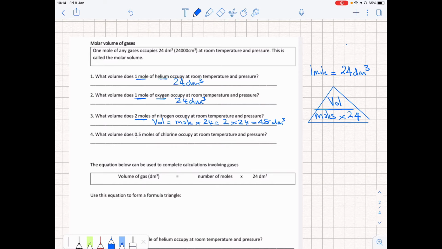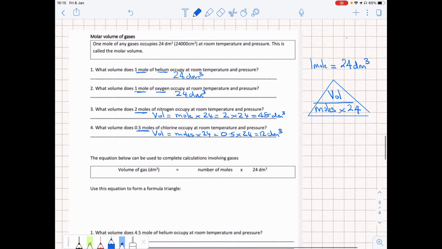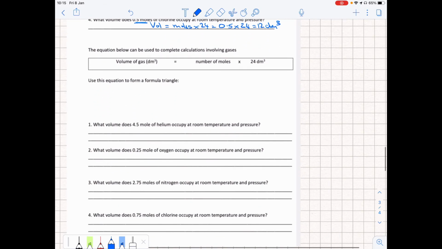Same here, slightly more difficult, but using the equation becomes straightforward. So the volume is going to be moles times 24. In this example, we have got 0.5 moles, times that by 24, and that gives me an answer of 12 decimeters cubed when we're using this relationship. We can expand this, and there's some here for you to have a go at yourself, and we can check the answers when you've done them.